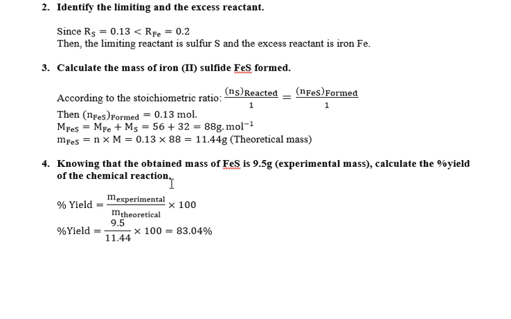In part 4, it's required to calculate the percentage yield of this reaction, knowing that the obtained mass of FeS is 9.5 grams. This 9.5 grams is the experimental mass, the experimental quantity. So the experimental quantity, 9.5 grams, is the quantity obtained in the laboratory, while the theoretical quantity is the quantity obtained by the calculation using the stoichiometric calculations. As a result, the percentage yield is the experimental mass over the theoretical mass times 100. So the final answer is 83.04.